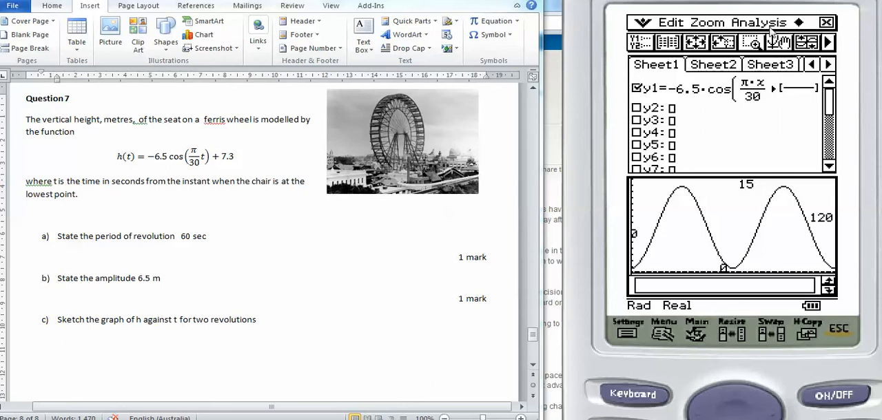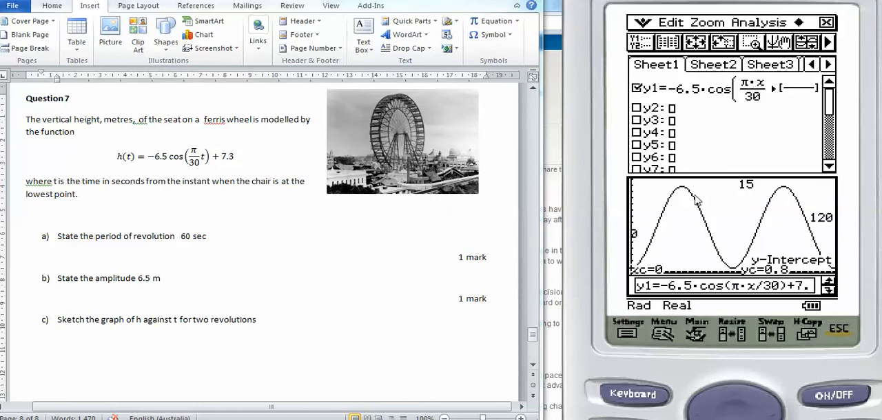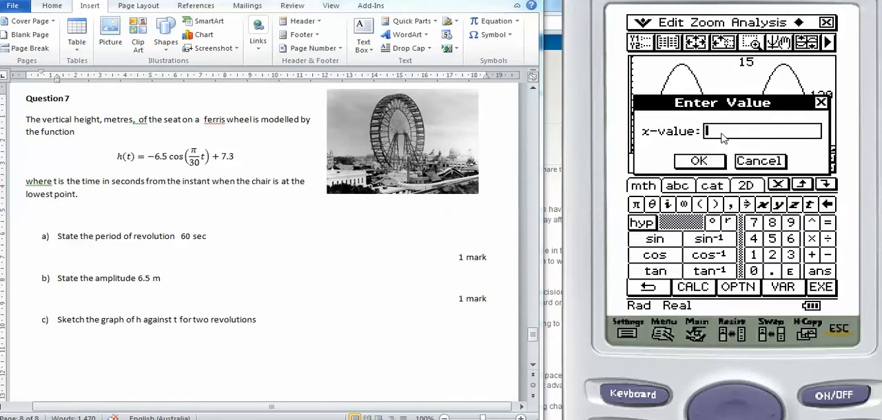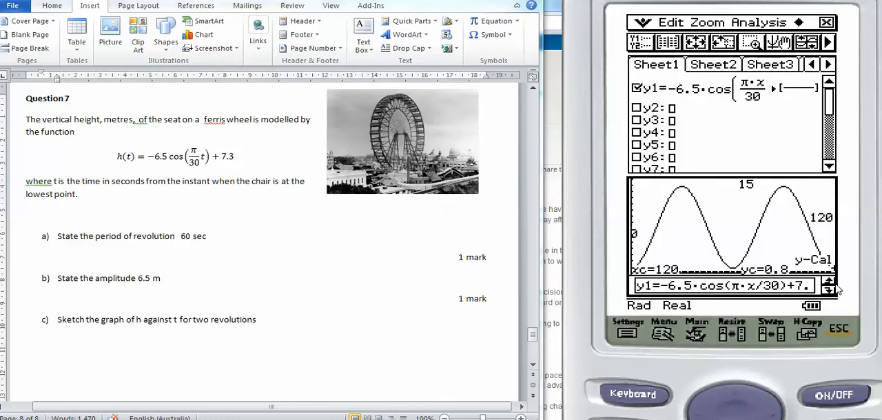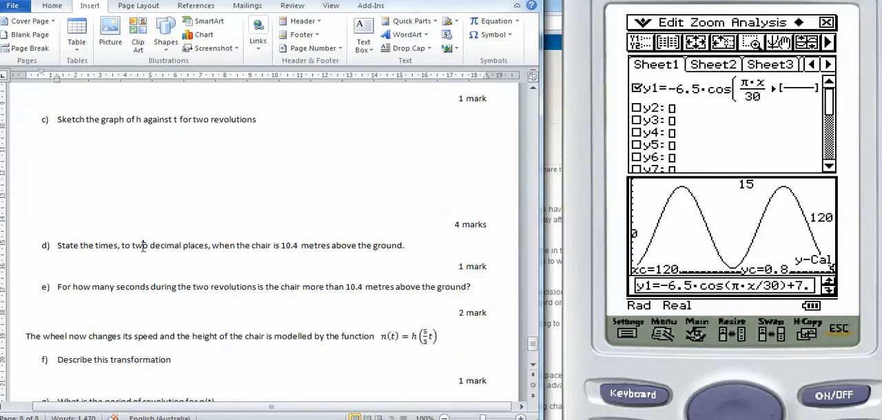endpoints. So analysis, G-solve, and I do y-intercept, and that gives me 0.8, and you'll find that the endpoint will be the same, analysis G-solve 120, y-calc when x equals 120, also gives 0.8. So we sketched 2 revolutions. The times to 2 decimal places when the chair is 10.4 metres above the ground.